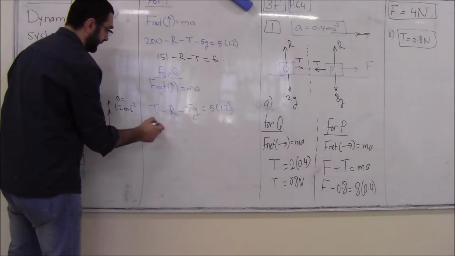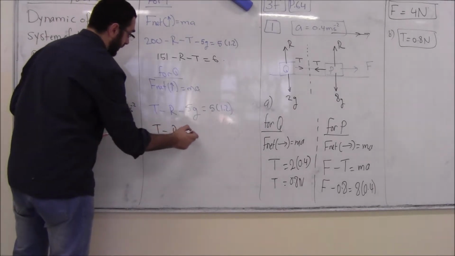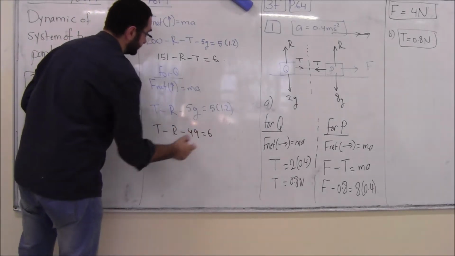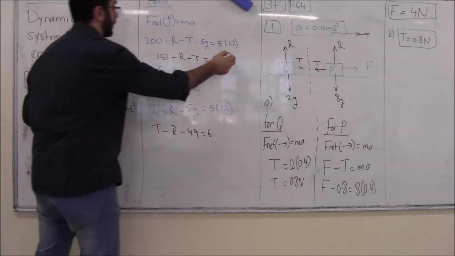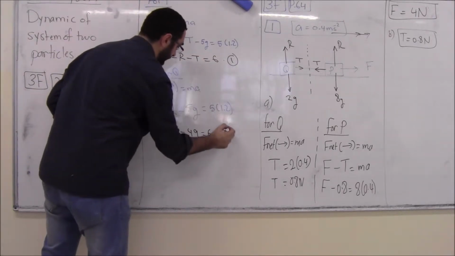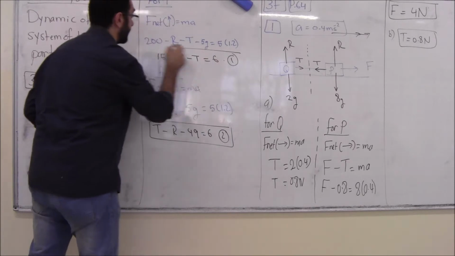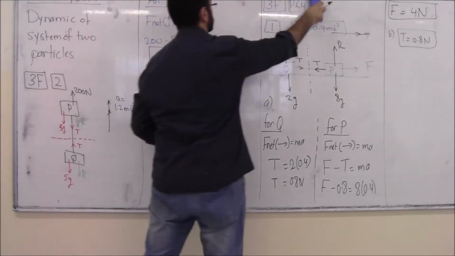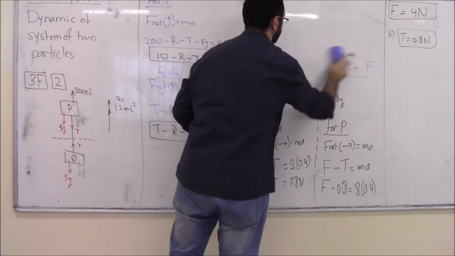Here, T minus R minus 49 equals 6. This is equation number 1. This is equation number 2. Clear? So what I have to do later, simultaneously.